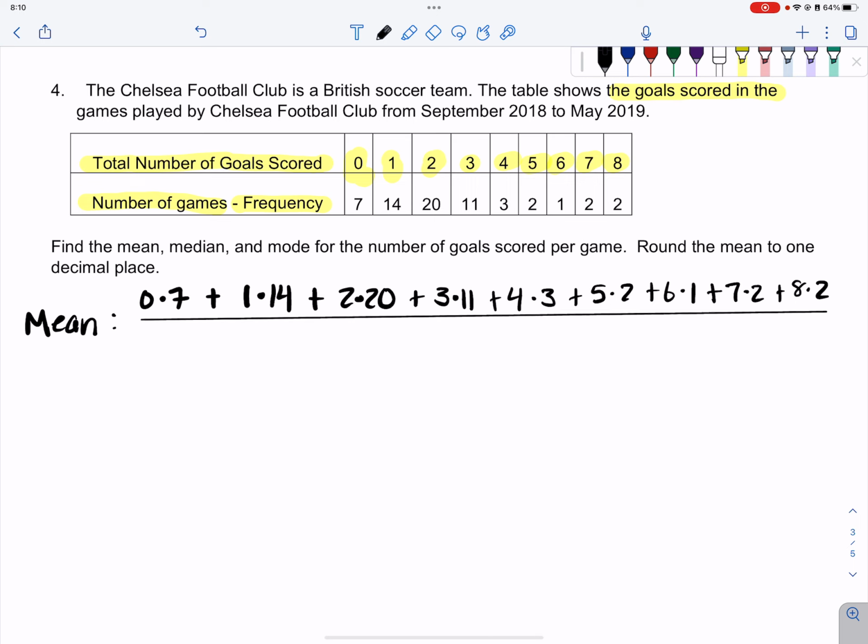And then we need to divide this by the number of data values in our set. And that here is our frequency, because the frequency is telling us how many times those values appear. So I need to add all those together, because we have 7 zeros, there were 14 1s, 22 2s, and so on.